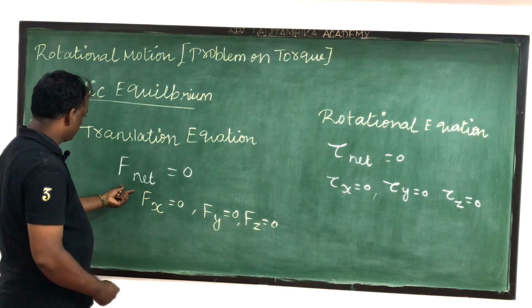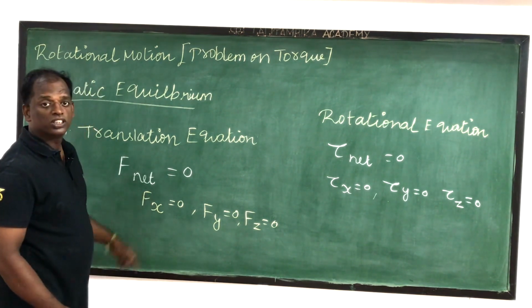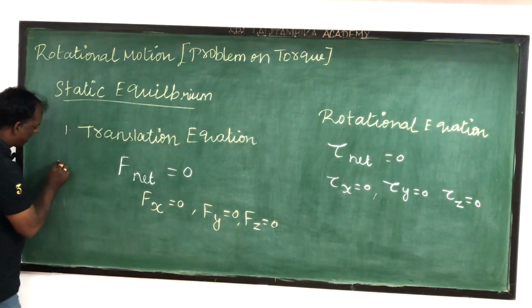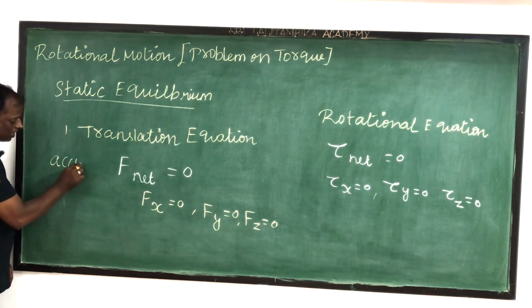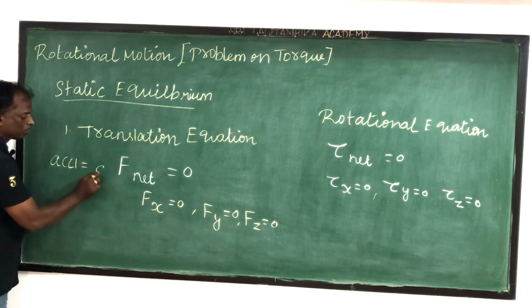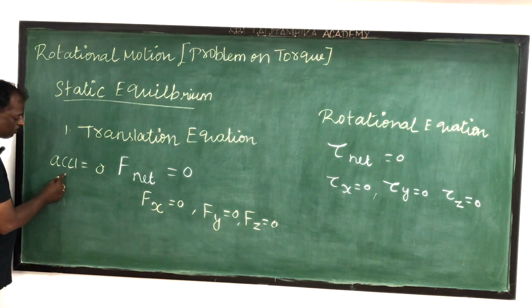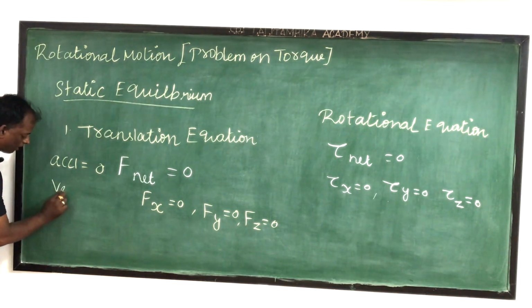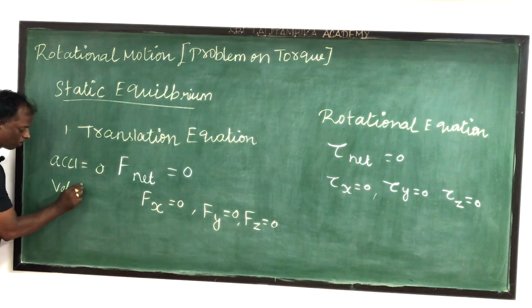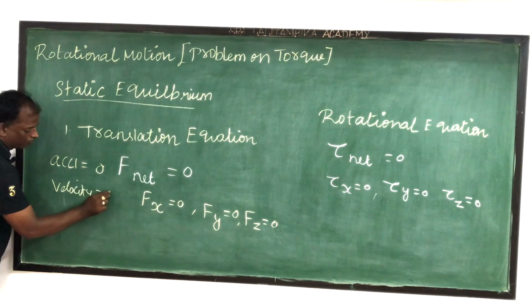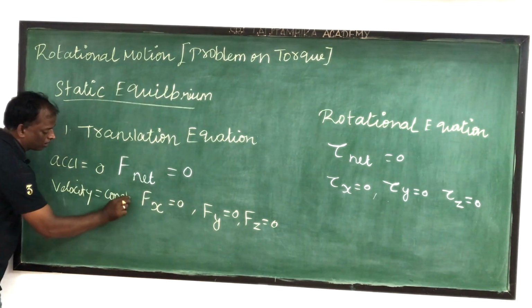So here, if net force is equal to 0, then acceleration is equal to 0. Acceleration is 0. Velocity is equal to constant. Velocity will be constant.